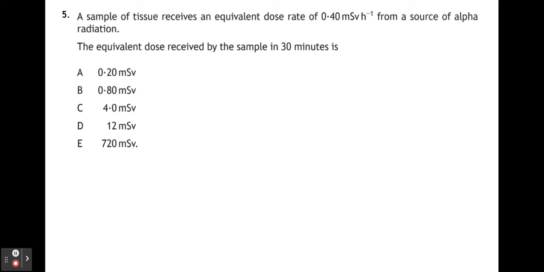Question number 5. A sample of tissue receives an equivalent dose rate of 0.4 millisieverts per hour from a source of alpha radiation. The equivalent dose received by the sample in 30 minutes is... Okay, pause the video and think about it.